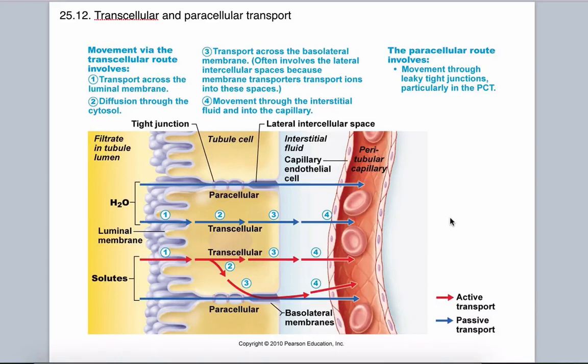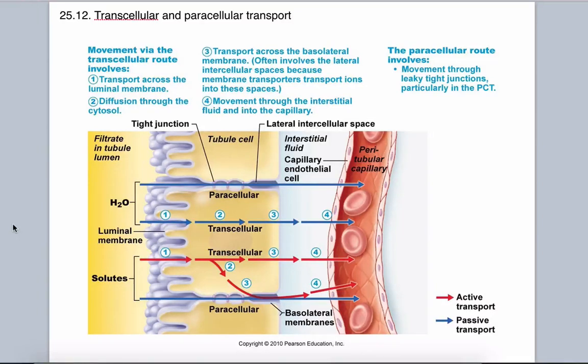The first one is called transcellular movement. Notice how transcellular movement goes right through the cell from the apical surface and gets pushed out its basilar surface. And there are both passive as well as active, in red, routes that different substances and water can take to get their way out. This tends to involve transporter proteins or pumps or the like.